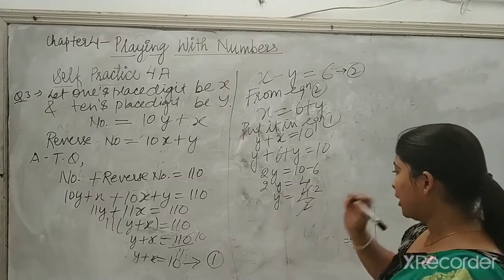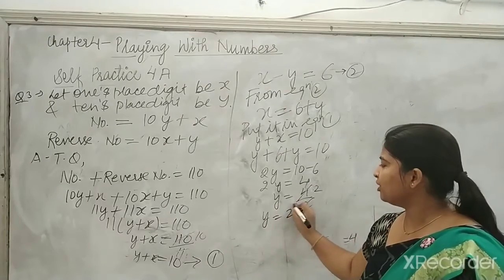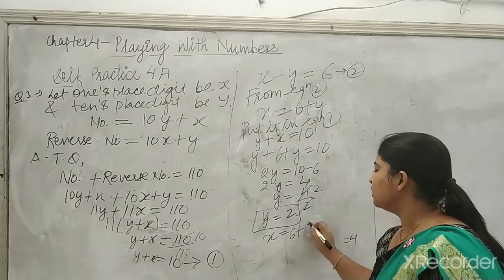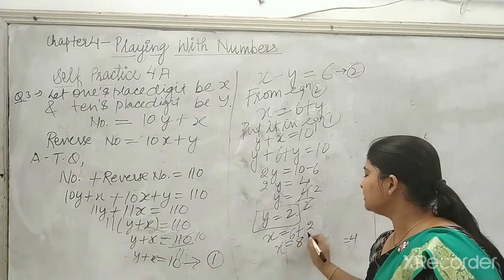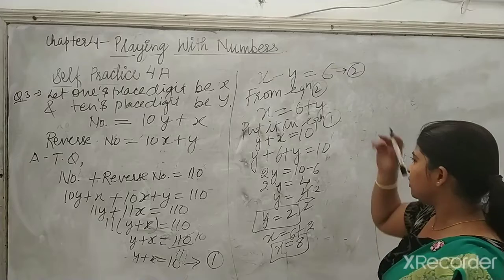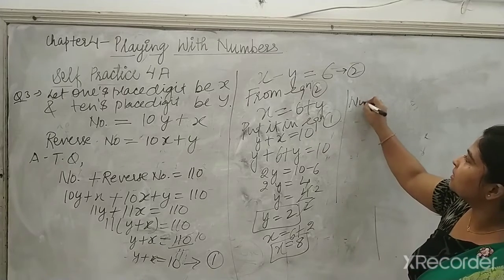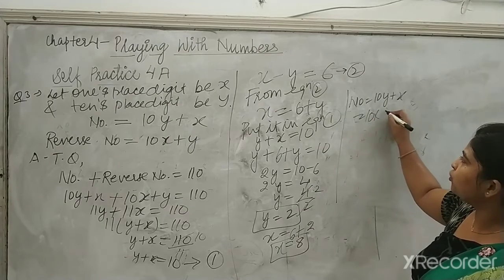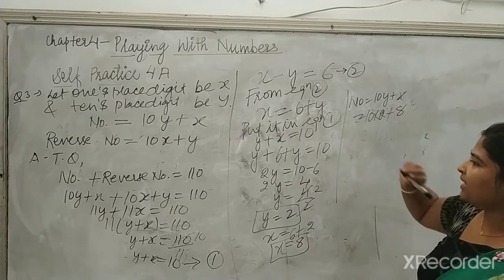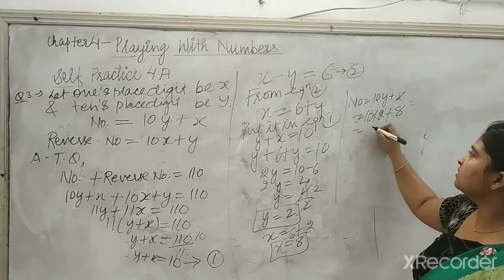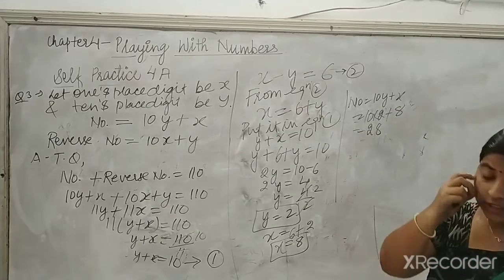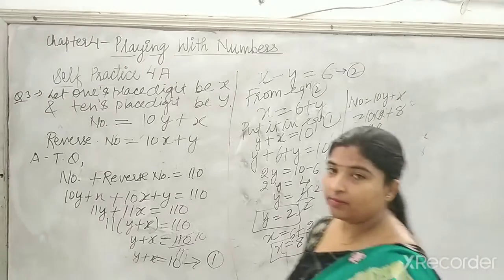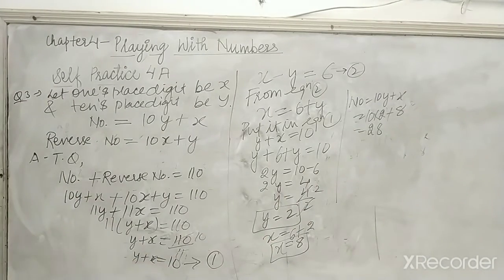So y we have got, y is what? 2. So can you find x? x is what? 6 plus y. So it will be 6 plus 2, that is 8. So can I say the number will be what? Can you say what is the number? The number is 10y plus x. So 10 into 2 plus x is 8. So that is 28. So what is the number they have asked in the question? They have asked the question that find the number. So the number is 28.